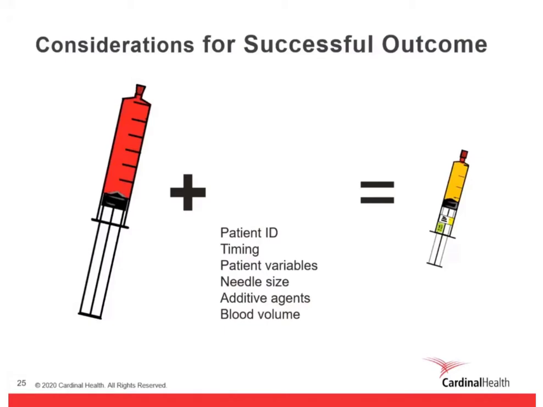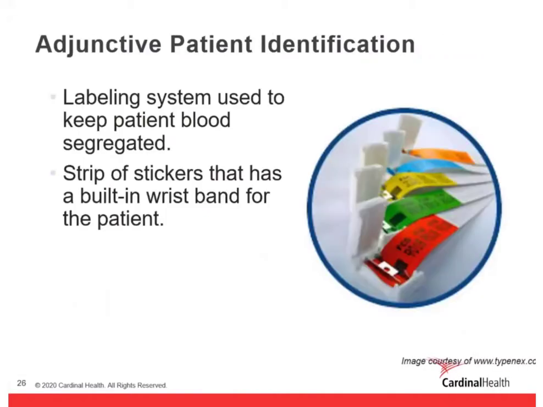Patient ID, the timing. We all know that every single patient is different, so patient variables. The actual collection process: what kind of needle size are we using? What additional agents are we putting into this blood sample? And finally, the volume of the sample that we collect. So we're going to go through each of these one by one. Again, remember, every single thing that we're doing here is to protect that 1% of cells in our whole sample.